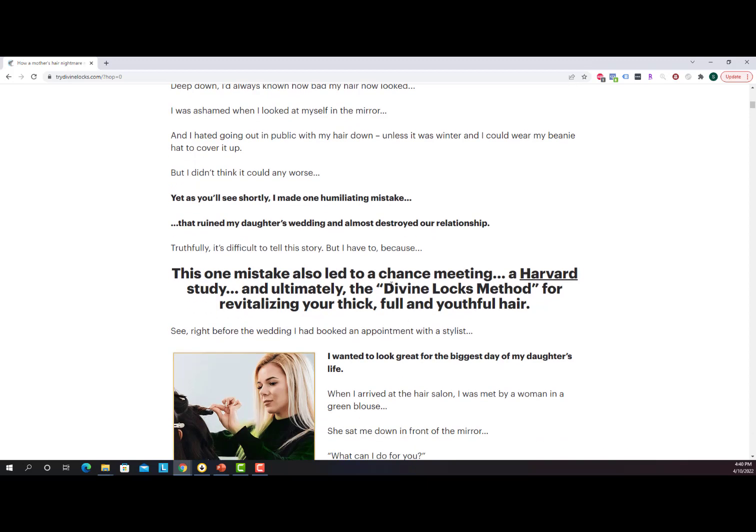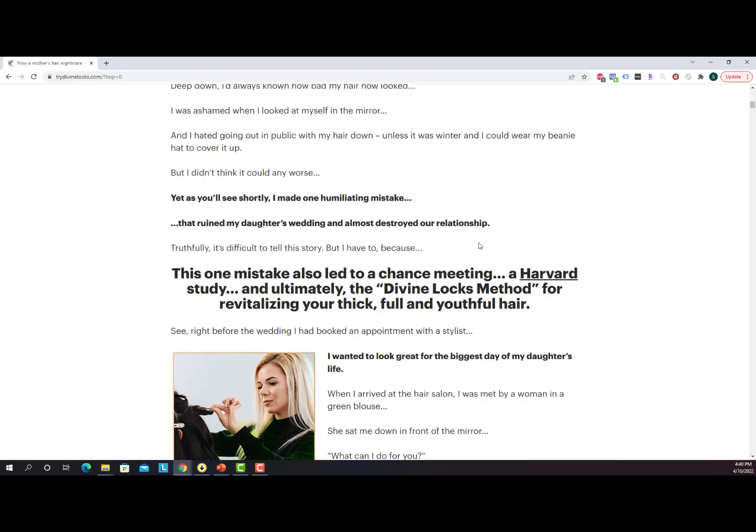This one mistake also led to a chance meeting, a Harvard study, and ultimately the Divine Locks method for revitalizing your thick, full, and youthful hair. You can see you still haven't revealed what the Divine Locks method is. You haven't really told them anything except that she's going to meet someone who's going to help them discover the Divine Locks method for getting the solution. So you're leaving little breadcrumbs, but you're still not revealing everything.